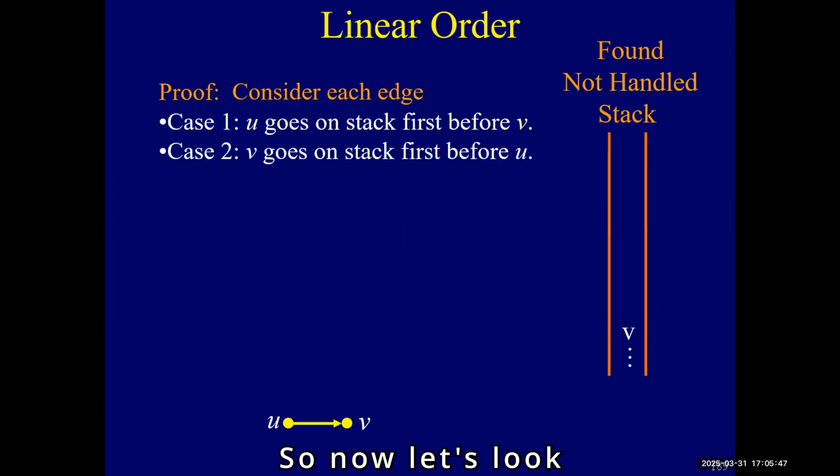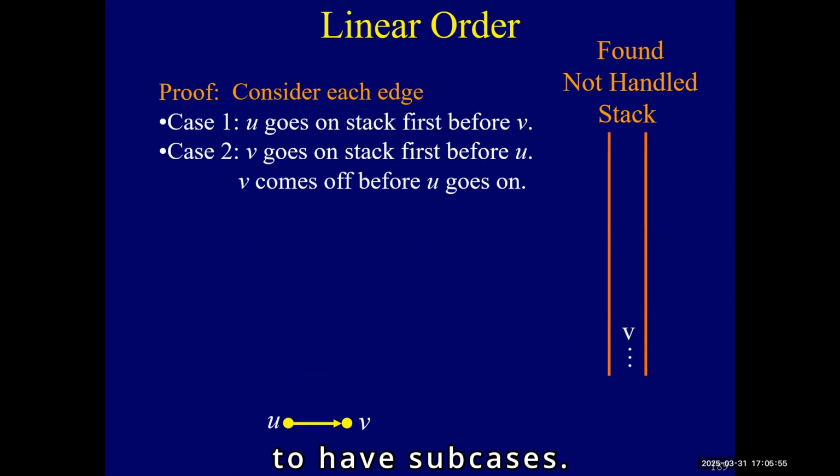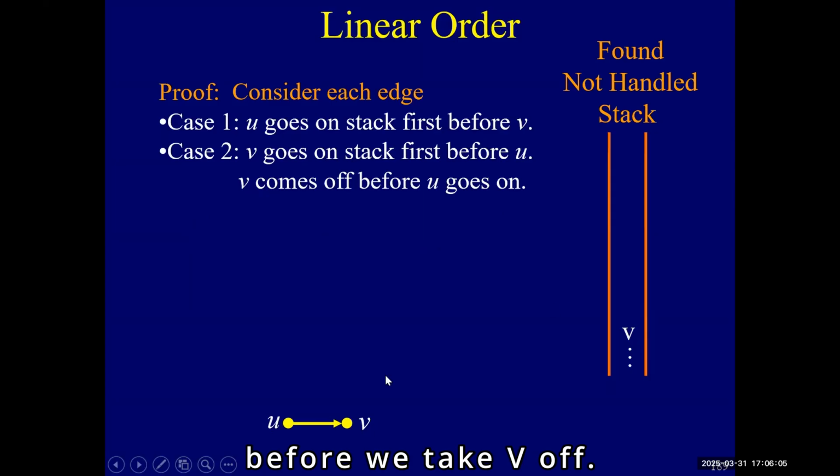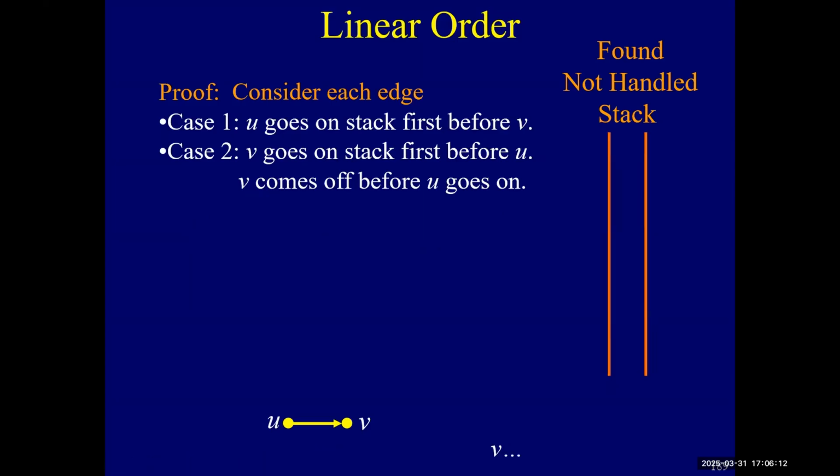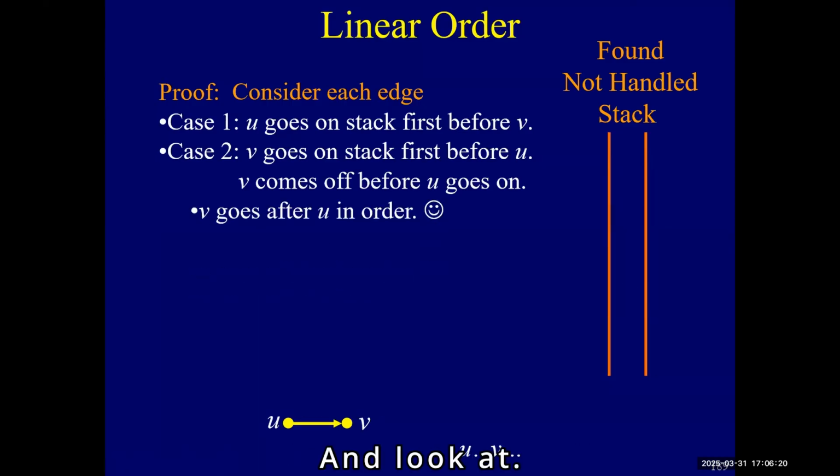It's the easy case, right? All right, so now let's look at another case. This is when V goes on first, and now we're going to have subcases. We don't know that U is going to be found because it's a directed edge. Maybe U gets found before we take V off. Maybe it doesn't. So let's have two cases. One case is V comes off, and then U has to go on eventually, and then U comes off. And look, it was in the right order. Everybody good?